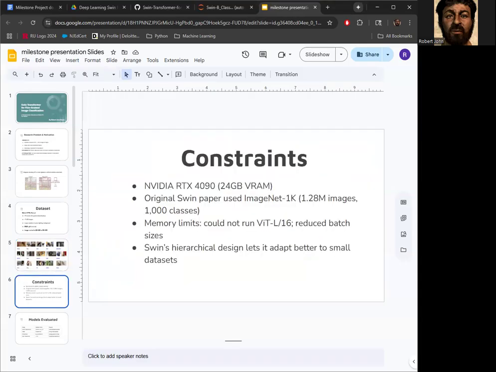Before diving into results, let's talk about constraints. We trained on an NVIDIA RTX 4090 with 24 gigabytes of VRAM. Now, in the original Swin paper, they used the massive ImageNet 1K dataset, over 1 million images and 1,000 classes. Our setup is different, a smaller dataset, but still computationally demanding.